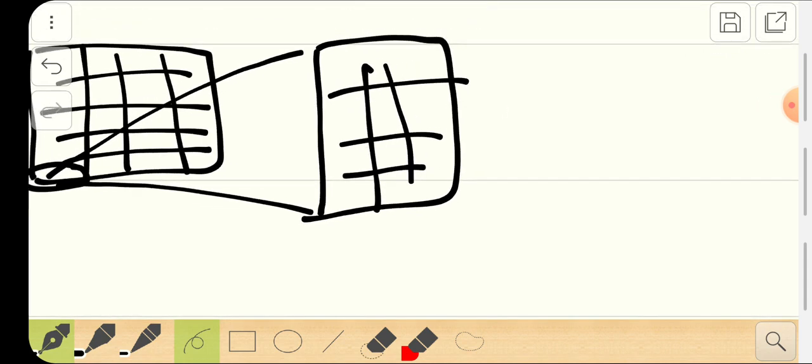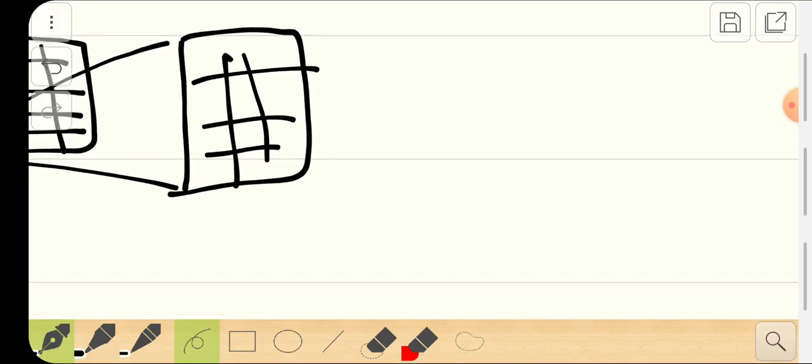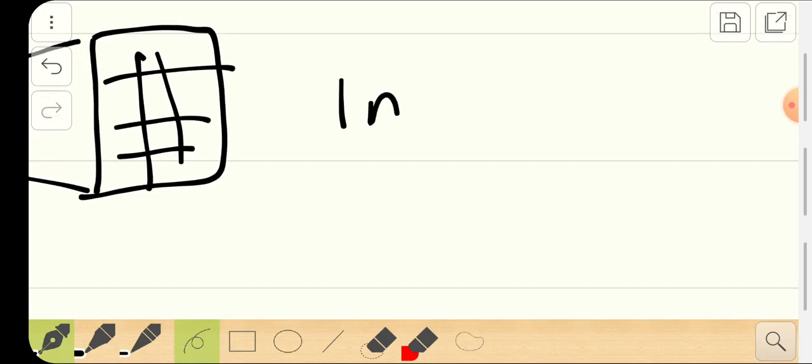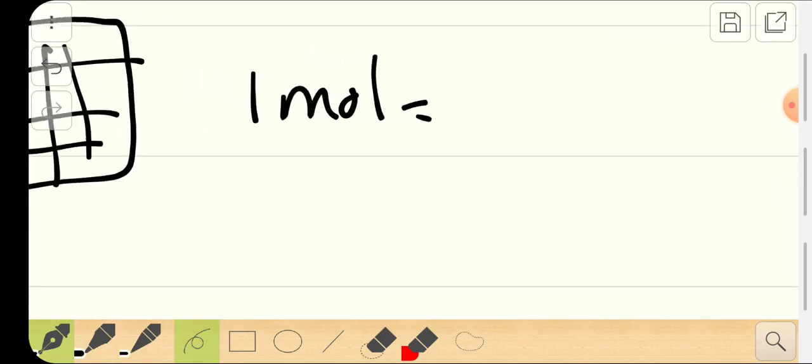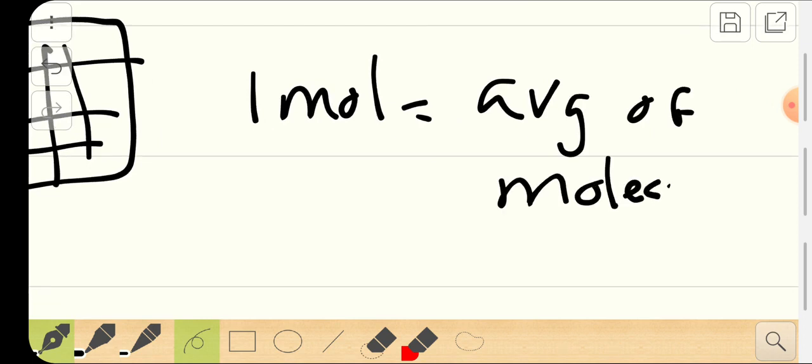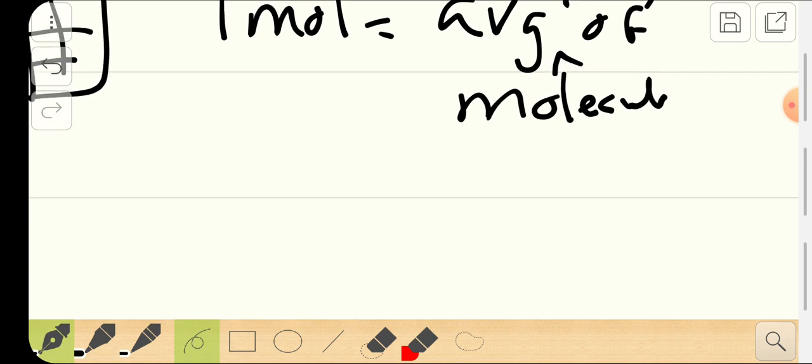Now, in physics, in reality, we use some unit system. One such unit is called the mole, right? 1 mole means the average mass of a molecule. So it's an average mass of a molecule. Okay, that's 1 mole. So what does it mean? It means that it's the amount of mass present in a universal part of a molecule. That's the smallest unit mass that we have.